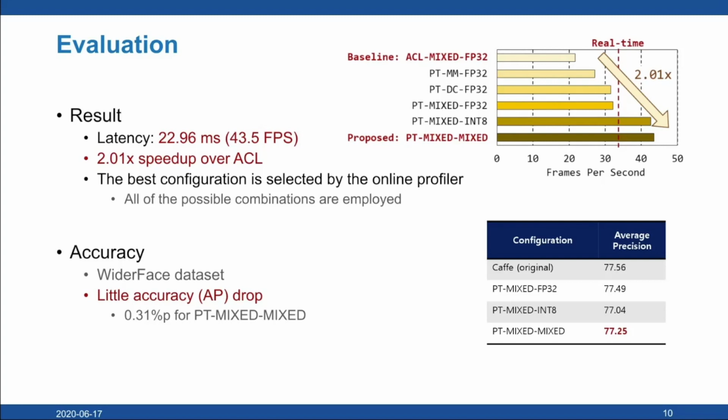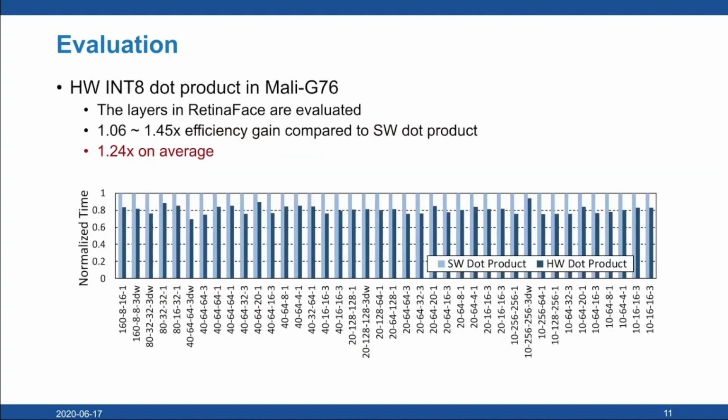In this configuration, all of the possible choices are employed. The accuracy for RetinaFace was measured using the WIDER FACE dataset, and there is a little accuracy drop of 0.31 percentage point in the proposed approach, even if it exploits int8 quantized convolution. We also evaluated the benefit of the hardware int8 dot product in Mali G76 GPU. It was confirmed that the hardware can reduce the execution time of convolution layers in RetinaFace by 1.24 times on average.